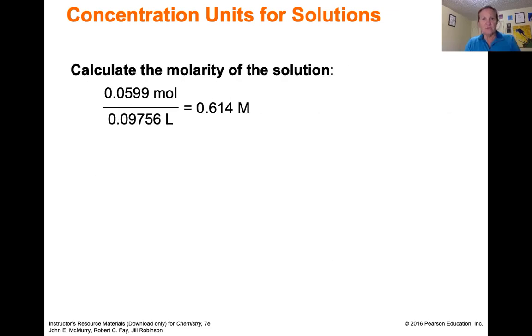Okay, so now we want to calculate the molarity. We just take the moles divided by the liters. So that's pretty easy calculation. So you're saying there's 0.0599 moles in 0.09756 liters. Therefore, if you divide the two, you'd have 0.614 moles in a liter of solution.